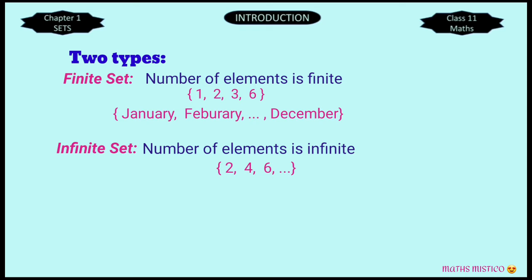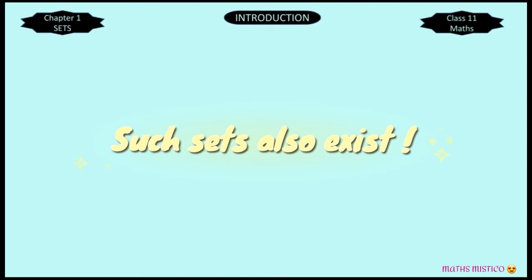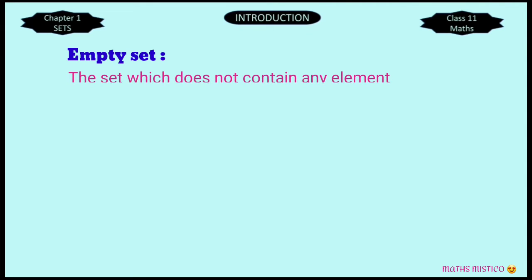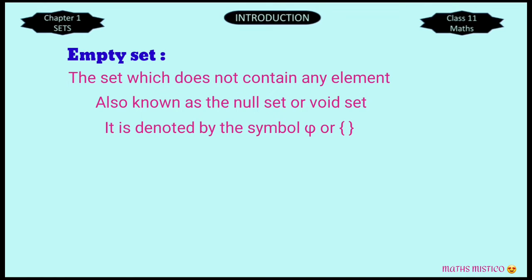Now what if a set has no elements at all? Is this possible? Yes, such sets also exist and they are called empty sets. The empty set is the set which does not contain any elements. It is also called null set or void set. The empty set is denoted by the symbol phi or empty brackets. Phi is a letter of the Greek alphabet just like alpha, beta, gamma.